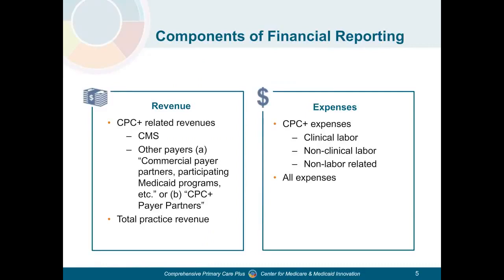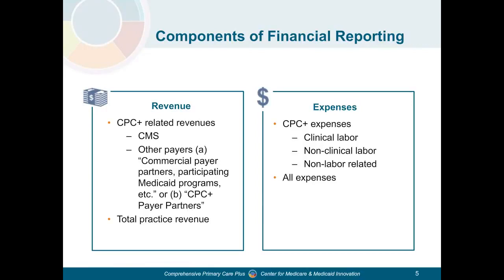The goal of today's webinar is to provide you with a high-level understanding of how to engage with the CPC Plus financial reporting process. To start with, you need to understand that you'll be tracking elements of both your practice revenues and your practice expenses. For CPC Plus revenues, to create an effective budget, you really do first have to determine how much revenue your practice receives. You are only required to report details for CPC Plus related revenues that you receive from CMS and other CPC Plus payer partners. You will also provide CMS with your total revenues for the year, including all income sources, not just limited to CPC Plus relations. However, you will not need to itemize these revenues or provide additional details to CMS.